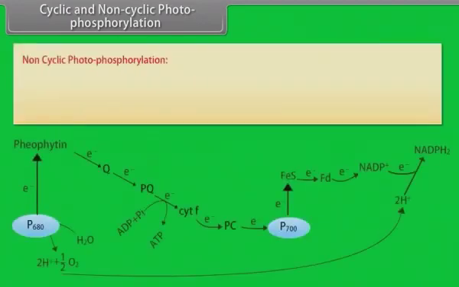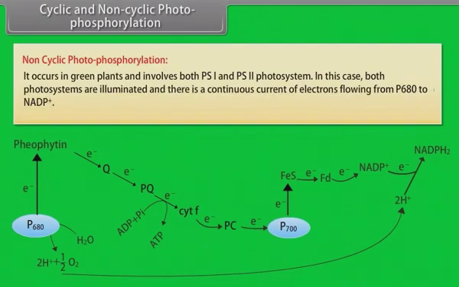Non-cyclic photophosphorylation. It occurs in green plants and involves both PS1 and PS2 photosystems. In this case, both photosystems are illuminated and there is a continuous current of electrons flowing from P680 to NADP+.